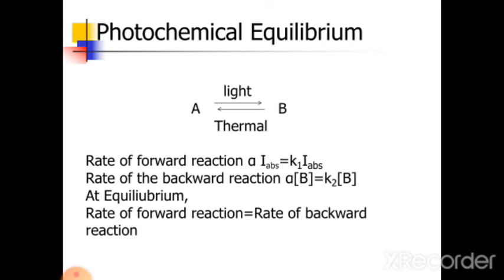Photochemical equilibrium: A gives B. It is of a light and thermal equilibrium nature. The rate of the forward reaction is equal to k1 into I absorbed. The rate of the backward reaction is equal to k2 into B. At equilibrium, the rate of the forward reaction is equal to the rate of the backward reaction.